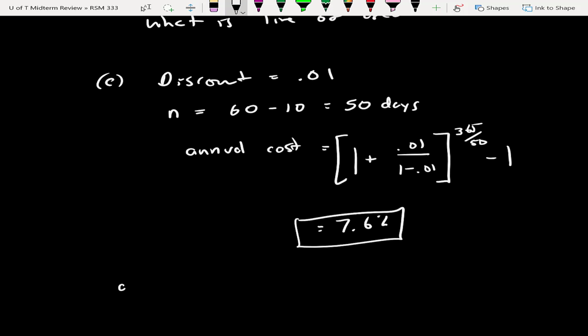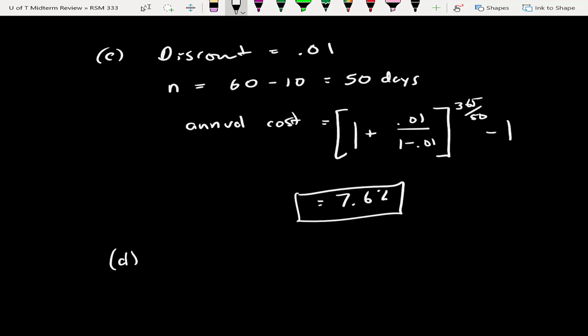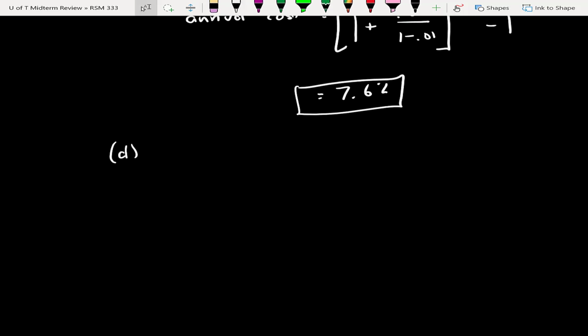Now the last question says, so which one would you pick? Now intuitively you would say, well, 7.6 is much better, so why don't I take that? But then are you offsetting the extra cost of the product? It's $1,200 versus $1,000. So the right way to do this question would be as follows.